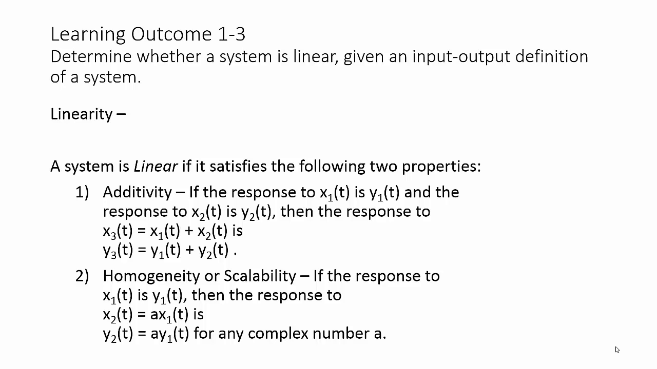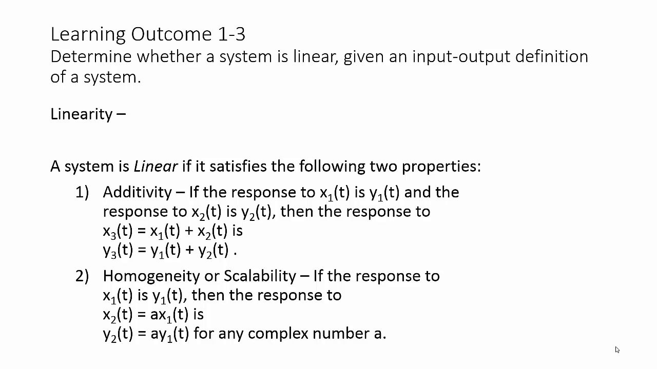Linearity. The definition of the property linearity is: a system is linear if it satisfies the following two properties. 1. Additivity. If the response to x1 of t is y1 of t, and the response to x2 of t is y2 of t, then the response to x3 of t, which is the sum of x1 of t and x2 of t, is y3 of t, which is the sum of y1 of t plus y2 of t.